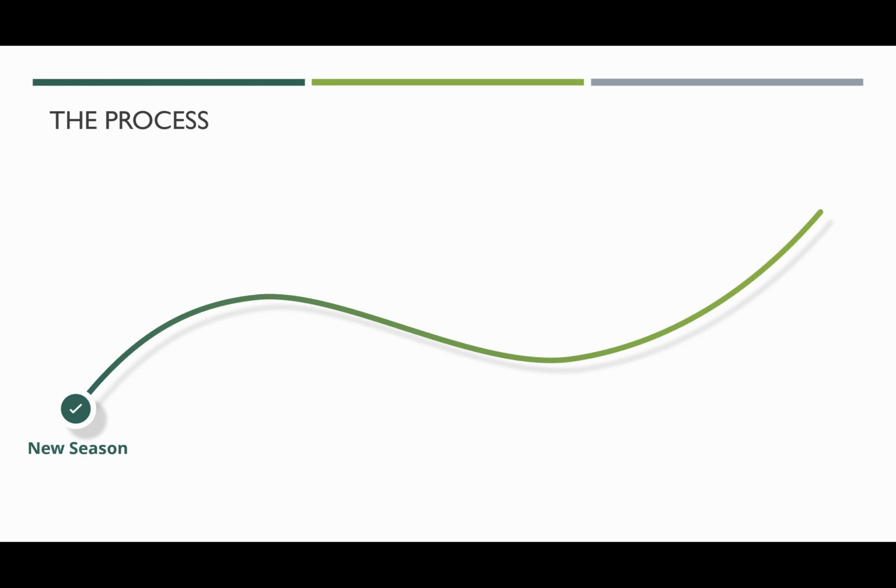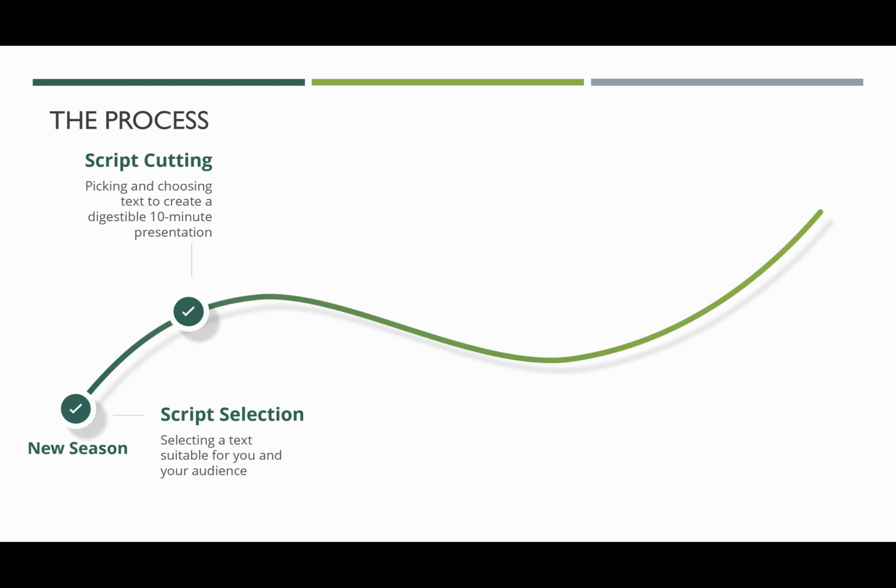Now, if we zoom back out and take a look at the entire Interp process, we start with a new season, of course, and the first step, as usual, is to find a script, and you select a text suitable for you and your audience, obviously. I go over more detail about what to look for in scripts in the Unit B videos, so if you have questions about those, go ahead and check those out. Today's video is going to be more focused on the next step, script cutting.